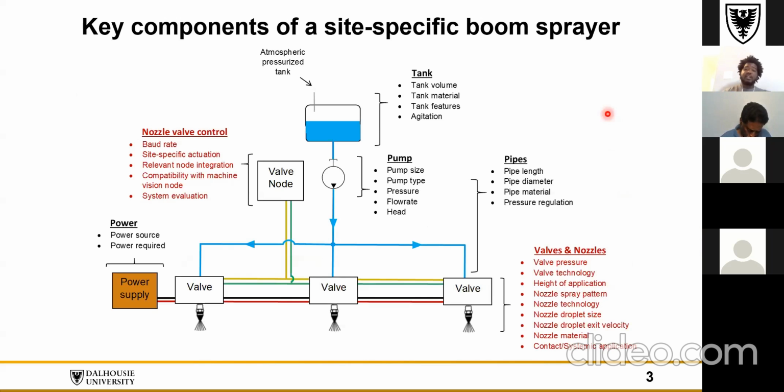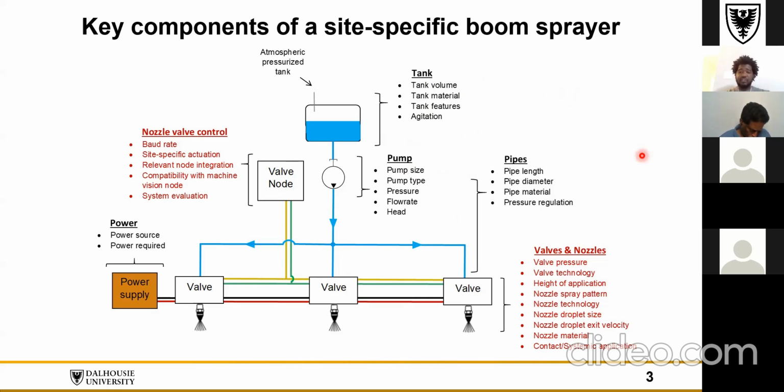So the key components of the boom sprayer system: of course, you have the tank, where you look at the volume that you require, the materials, as well as the features, whether you have buffers or incorporate things like agitation to ensure that your chemicals are mixed effectively. Then you have a pump that drives the fluid throughout the entire system. Under this, you're looking at the size and type of pump, how much pressure you need, the flow rate that you desire, as well as the head, looking at how big your boom might be. Then you could also look at the pipes that eventually deliver the fluid to the valves.